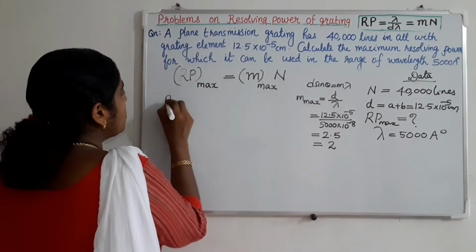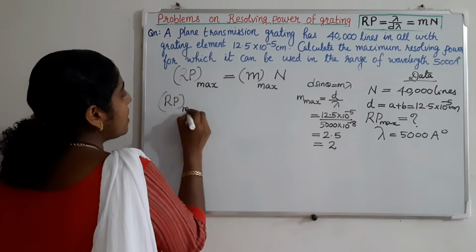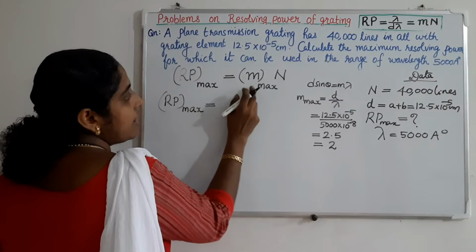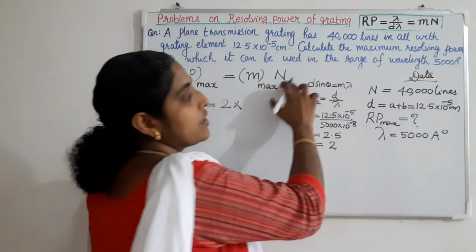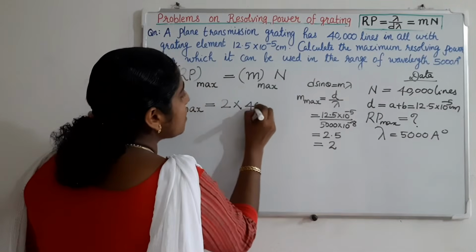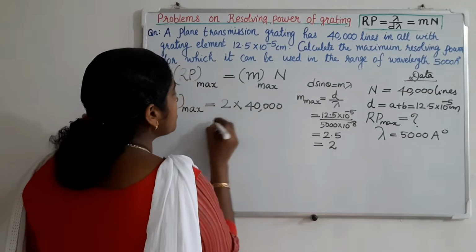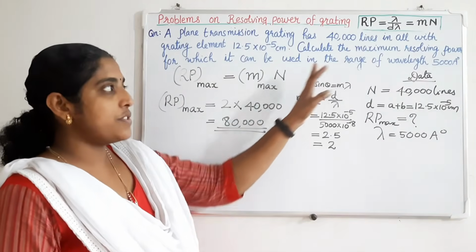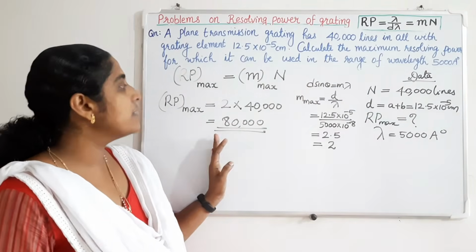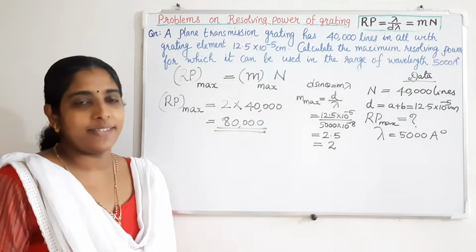So we can substitute it in this expression to find out the maximum resolving power, that is m maximum is 2 into total number of lines on the grating, that is 40,000. So the maximum resolving power is 80,000. So in the range of 5000 angstrom wavelength, the maximum resolving power is 80,000.